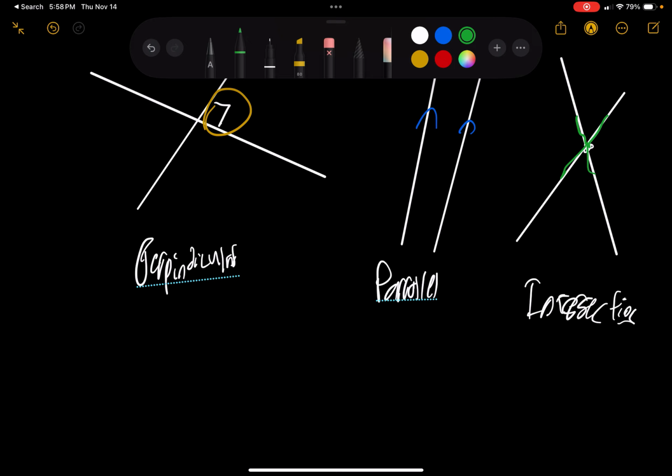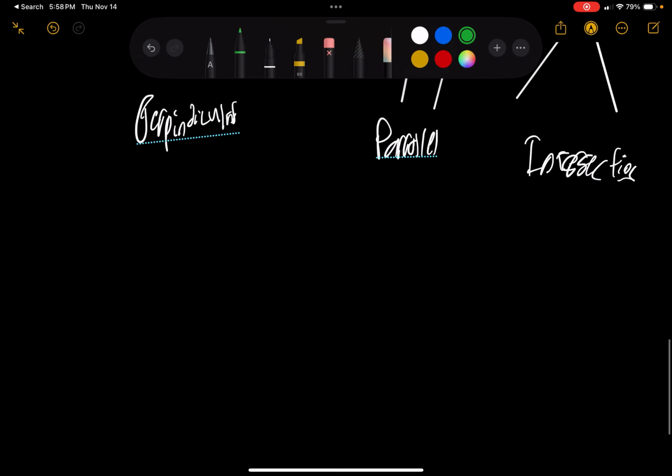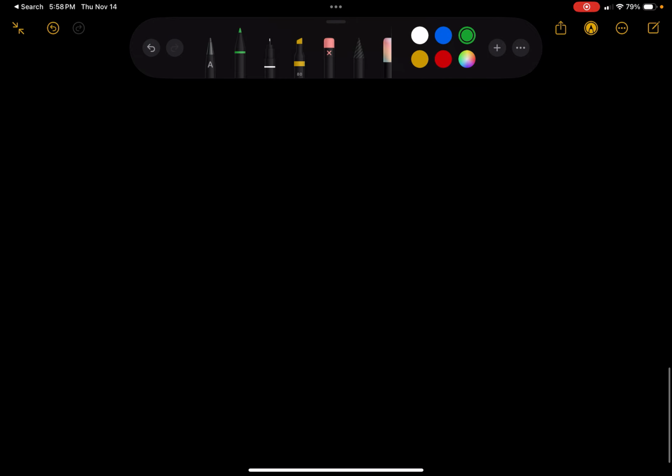Vertical angle proofs will be discussed as we go on, or in another video. But there is another one we haven't talked about yet, and this is because they're different.